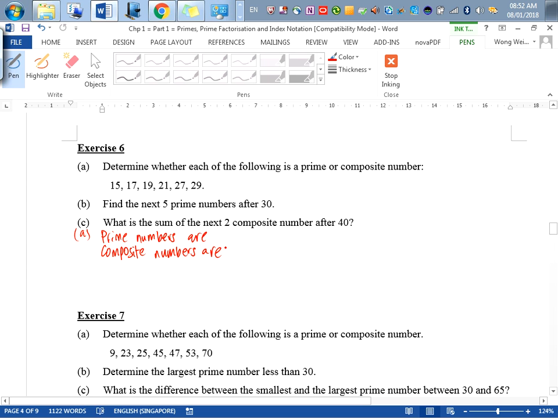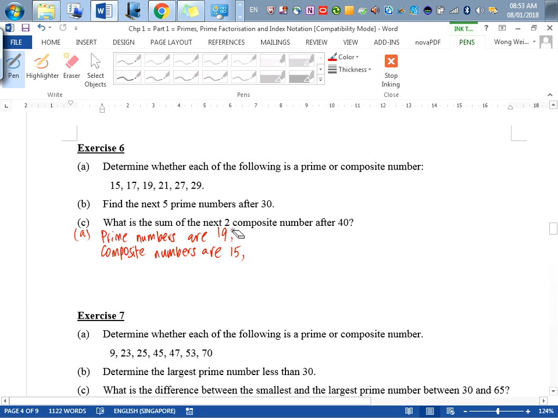Okay, let's look at the first number, 15. Is it prime or composite? Why is it composite? It has more than 2 factors. I've got 1, 3, 5, and 15. So that is more than 2 factors already. What about 17? What number is it? Prime number? Okay. Can we fill the rest ourselves?